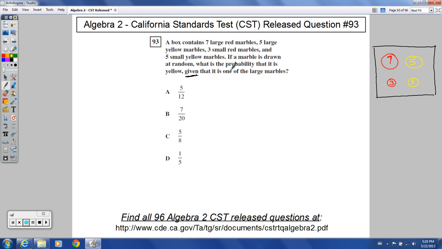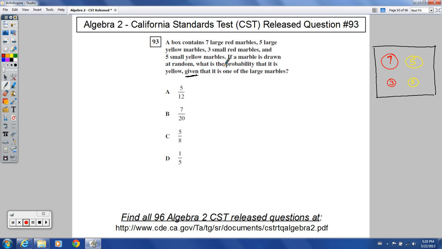There's a 5. So that is the correct number, too. I didn't just write a 5 for fun. Then we have 5 small yellow marbles as well. And so how many marbles total do we have here? Well, we've got 7, 5, that's 12. We've got 8 small ones, so we've got 20 total.